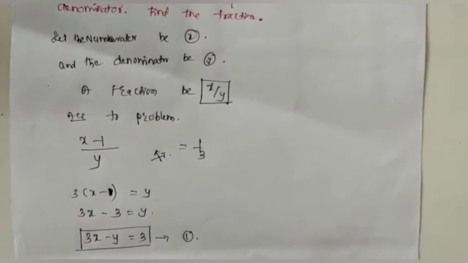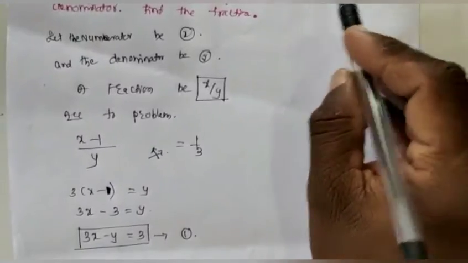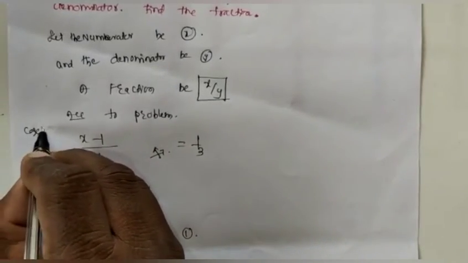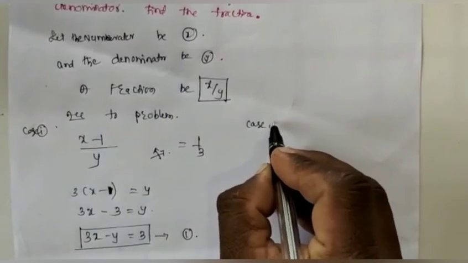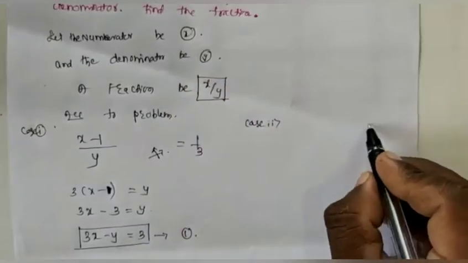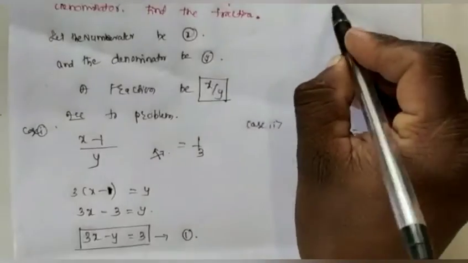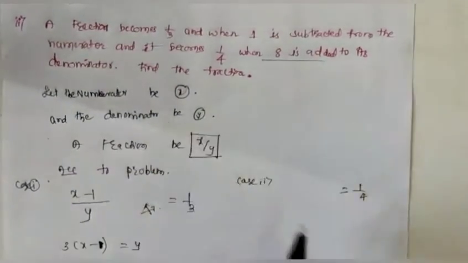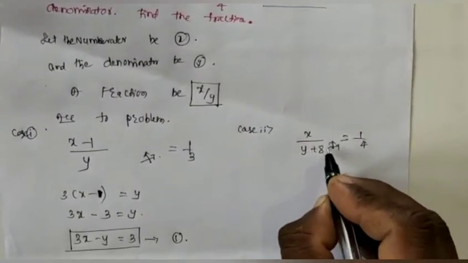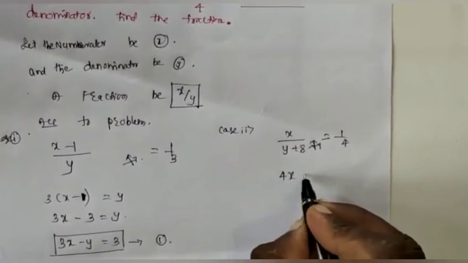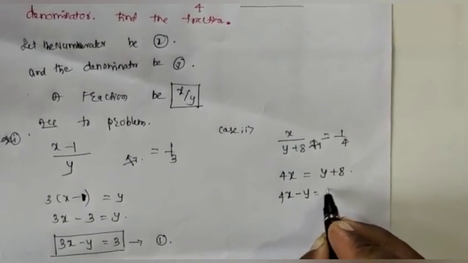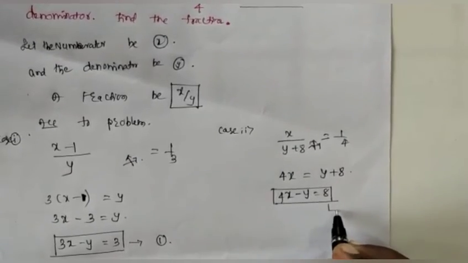Next comes 1 by 4 when 8 is added to its denominator. According to the second condition, the fraction becomes 1 by 4 when 8 is added to its denominator. So that is x divided by (y plus 8). By cross multiplication, we get 4x equals y plus 8. By transposing, 4x minus y equals 8. Call it equation number 2.